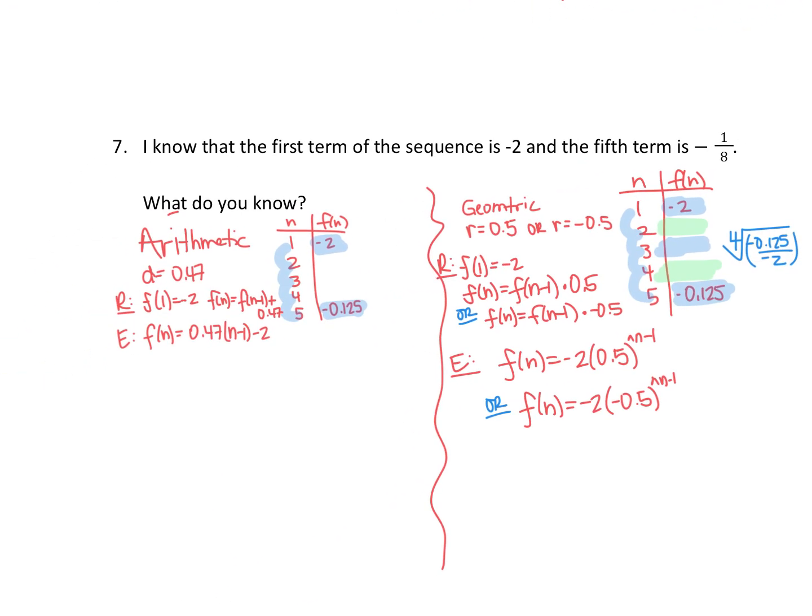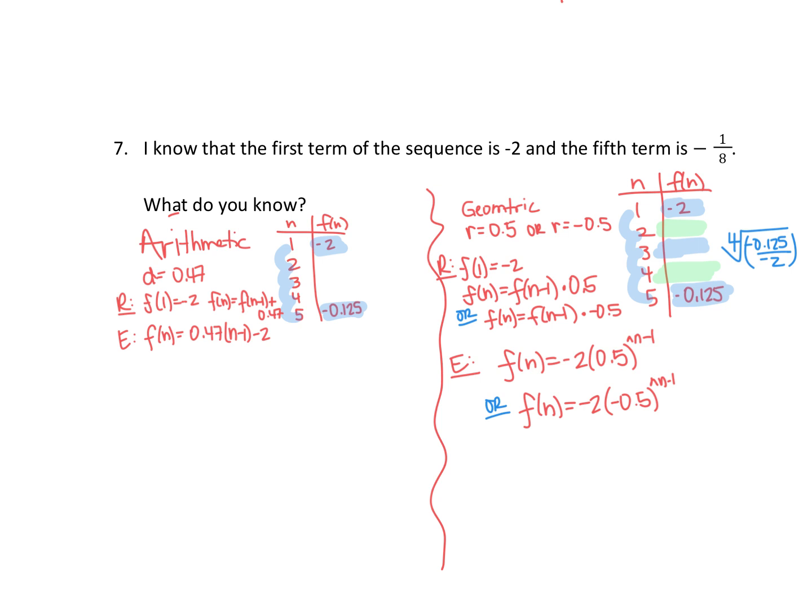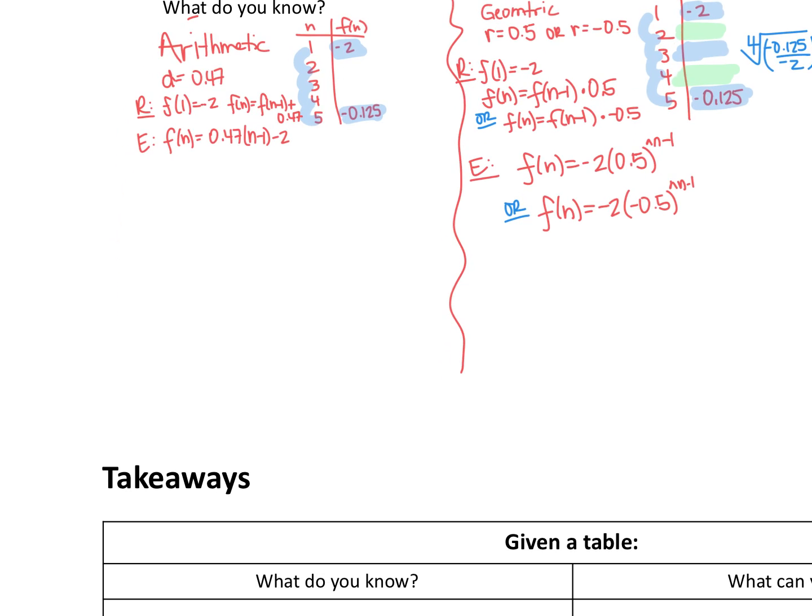I think we're going to just stop with those and not worry about graphing, because we've got 1, 2, 3, 4, 5 representations for each. And for geometric, we've even got more than that. So we're just going to leave it there. Okay, let's go ahead and move on to our takeaways.